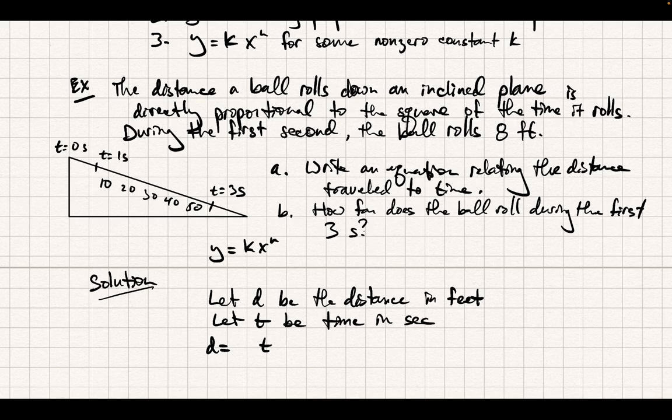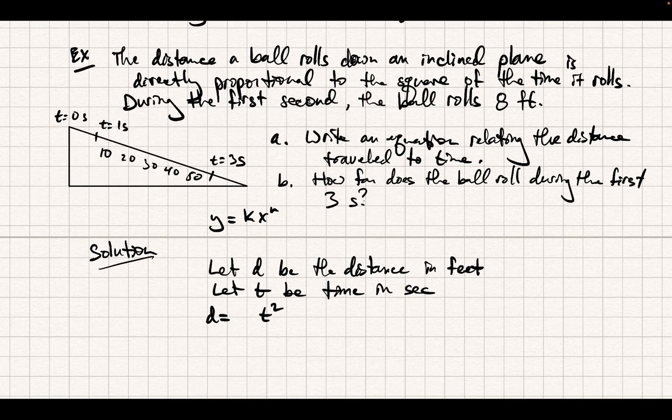What's my power? 2. And why is it 2? Because it's squared. Because they told us it's the square of the time. So we almost have our equation of proportionality. What are we missing? k. So we haven't come up with a k yet. That's fine.